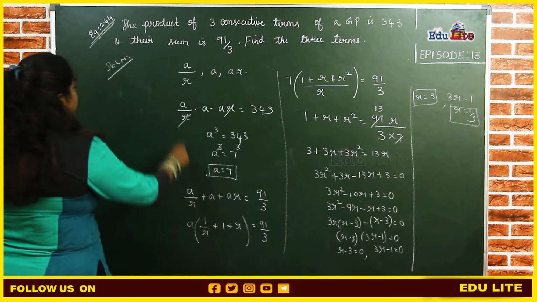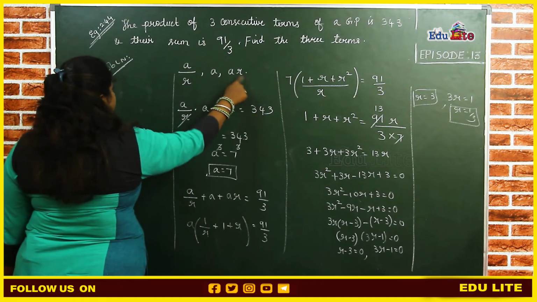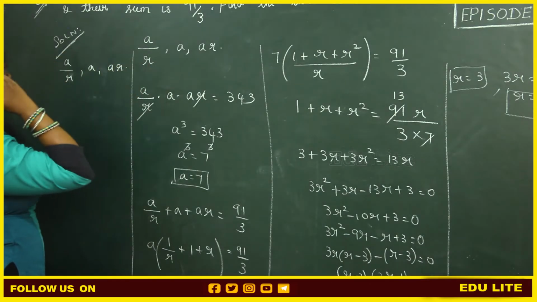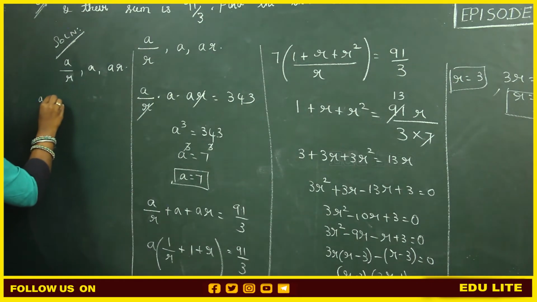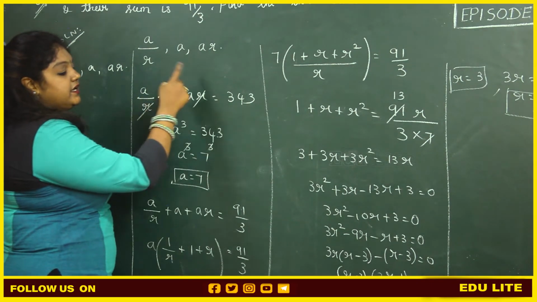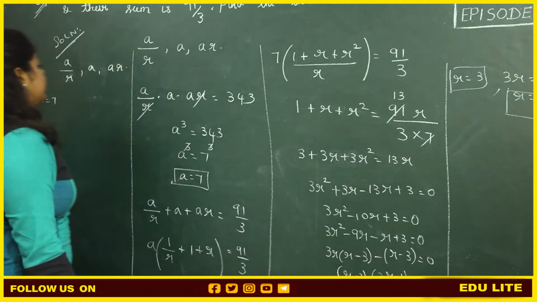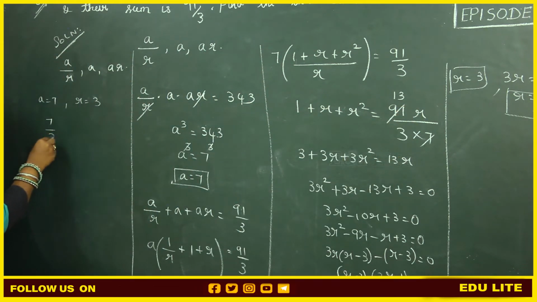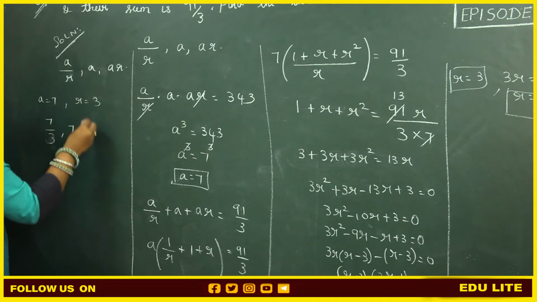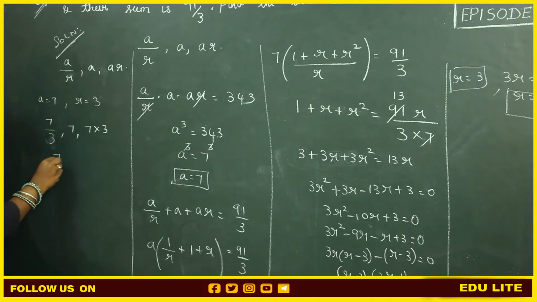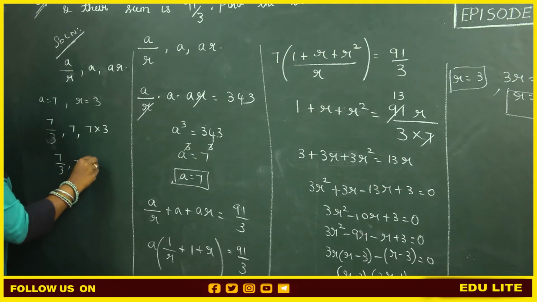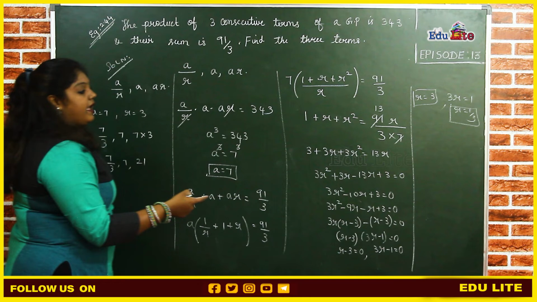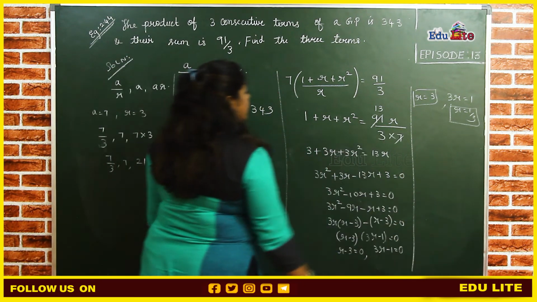Now what we have to do is find the three terms a by r, a, ar. To find this, we have the value of a as 7. First we will find these three terms for the value of r equal to 3. Now r is equal to 3, so it will become 7 by 3, comma 7, a into r is 7 into 3. So 7 by 3, 7, 21. So these are the three terms when r is equal to 3, and we got the value of r as 1 by 3 as well.